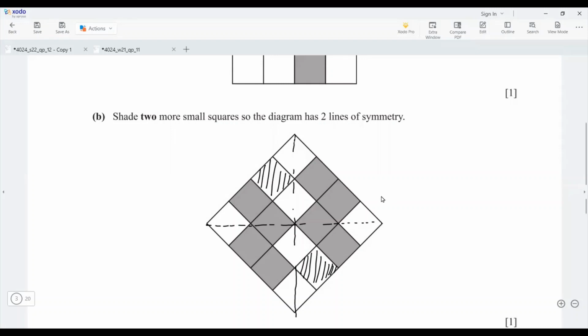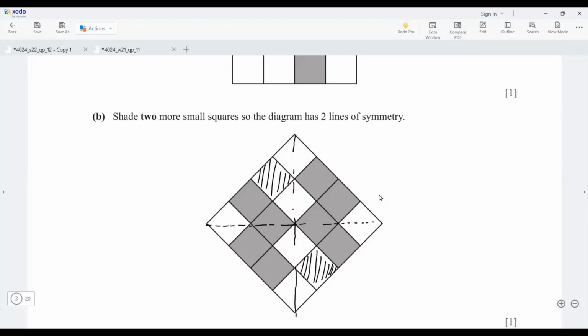You can draw different lines of symmetry according to the shape. You can draw at different positions for solving these kinds of questions, and then you can check whether you are doing the same thing or not, whether you're having the reflected image on the other side or not.